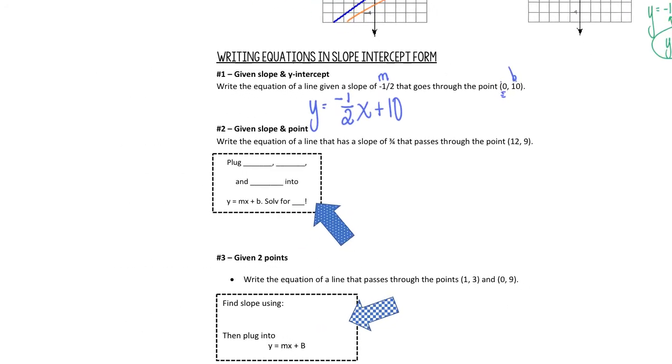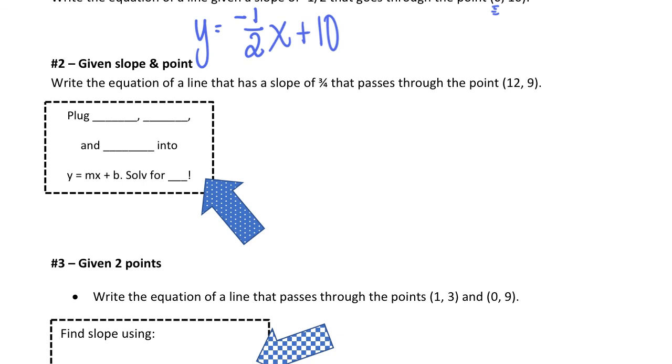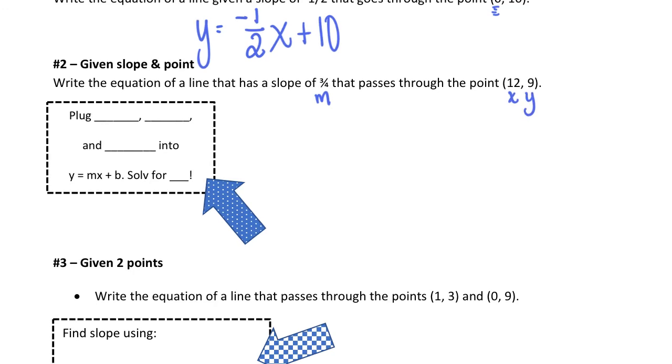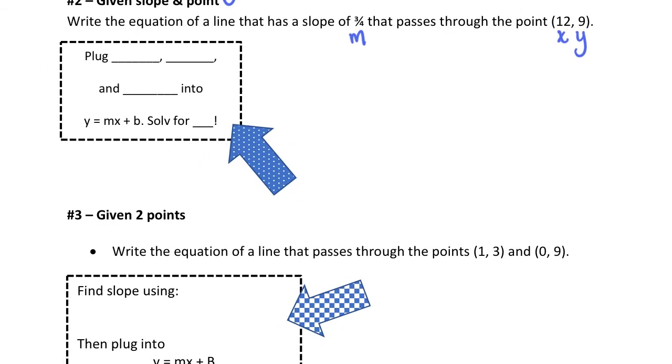If you're given a slope and a random point on the line, so this is our slope, and it passes through the point 12, 9, that is not our y-intercept. That is just an x and a y that's on the line. So first thing you're going to do is you're going to plug in your x, your y, and your m into this equation. So you're going to have these 3 variables. And then you're going to solve for b. Let's give it a shot.